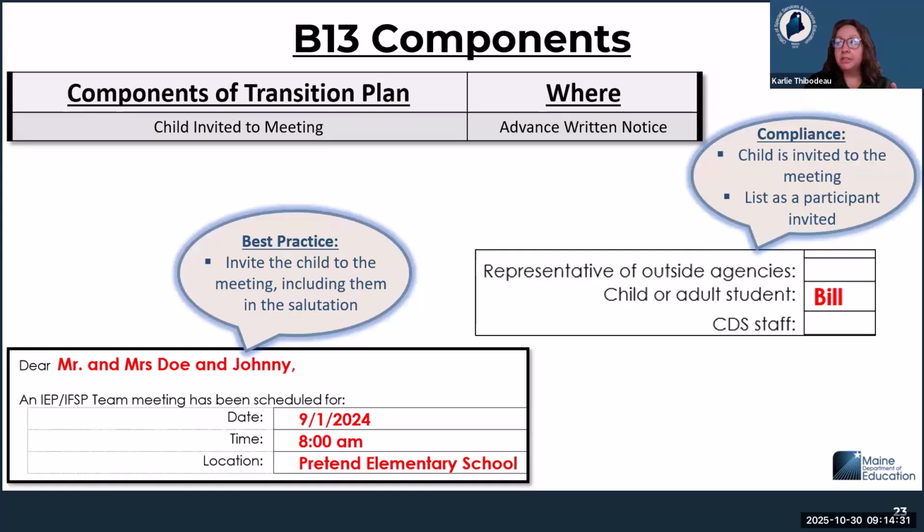Then child invited to the meeting. That's the other thing we look for on the advanced written notice. So the child must be invited. So best practice would be to include them in the salutation where you put dear parents and then also include the student's name. However, we have had feedback that some vendors don't allow you to change that and you can't put the student in there, and that's okay. But make sure that they are listed as an invitee on that advanced written notice, so that their name is listed under that child or adult student, like on that invitee list. So that would be compliant.